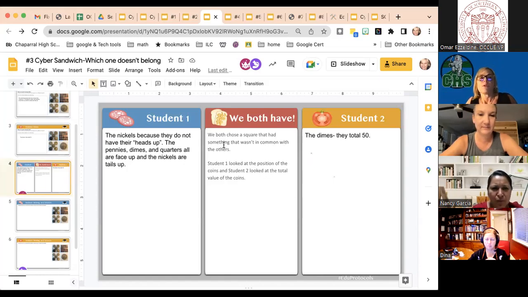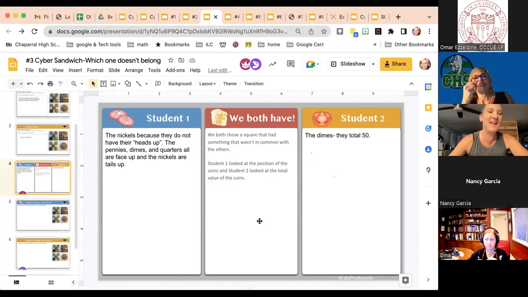Well, I believe Emily was the one that wrote the rest. I was just typing faster. Yeah. So you said that we both chose a square that had something that wasn't in common with the others, and student 1 looked at the position of the coin and student 2 looked at the total value of the coins, right?